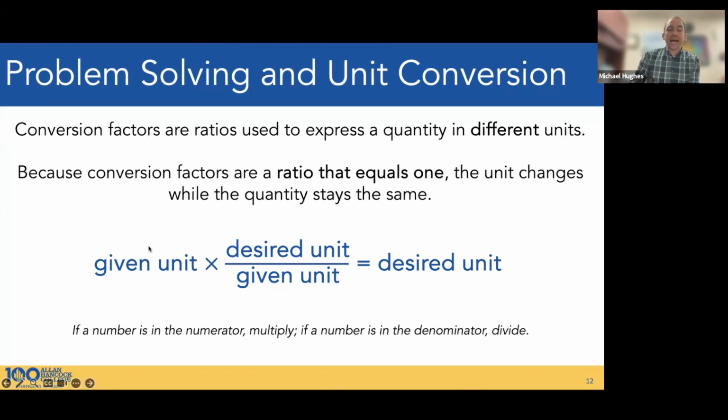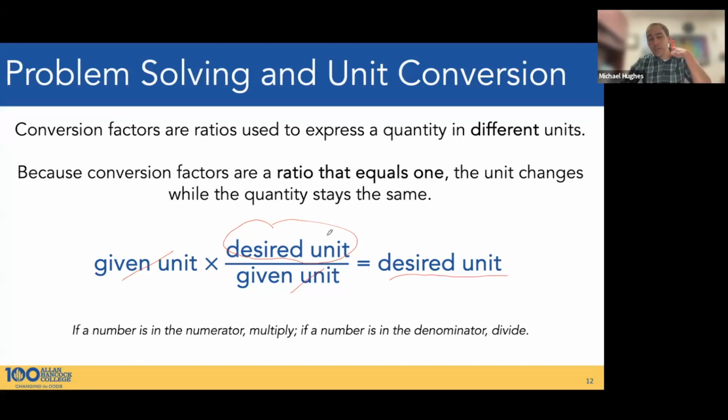So when we set up our conversion factors, our goal will be to take what we're given with the units that we're given, set up a conversion factor that equals 1, with the unit that we do not want in the denominator, while the unit that we want is in the numerator, such that our given unit cancels, leaving only our desired unit, which is what comes out in the end.